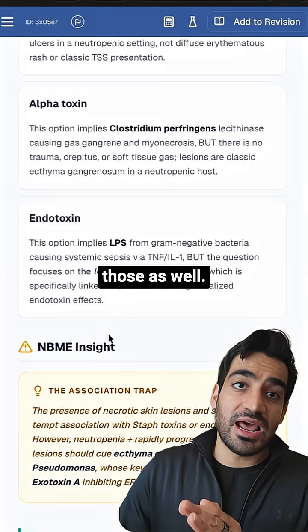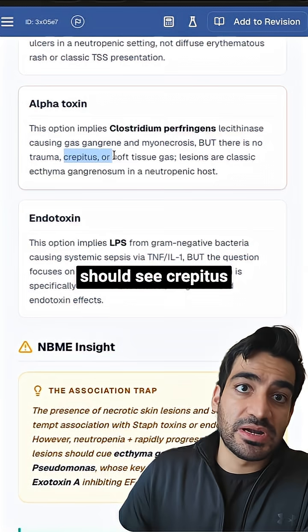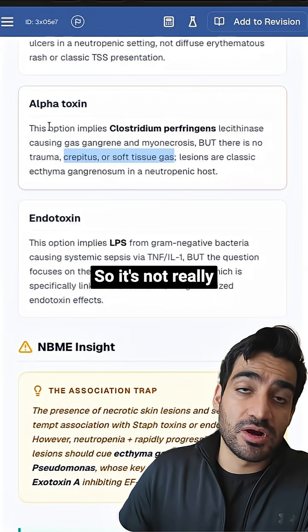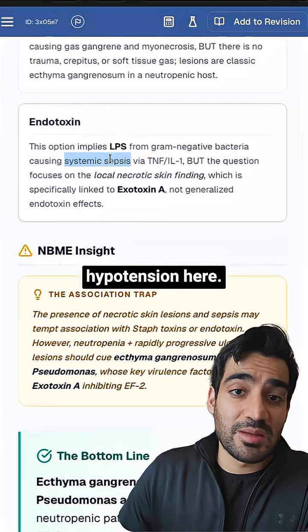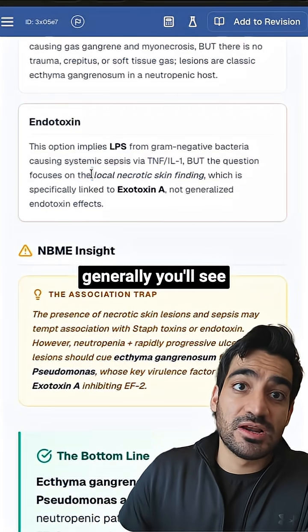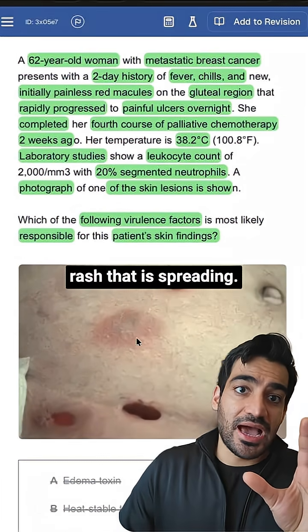So let's go through those as well. Alpha toxin is produced by Clostridium perfringens, which causes gas gangrene and myonecrosis. There you should see crepitus and soft tissue gas, which we are not really seeing here, so it's not really the answer. Endotoxin is produced by gram-negative bacteria when they cause systemic sepsis. We are not really seeing hypotension here. Plus, with endotoxin you generally see a generalized rash that is spreading, rather than just one local necrotic skin finding.